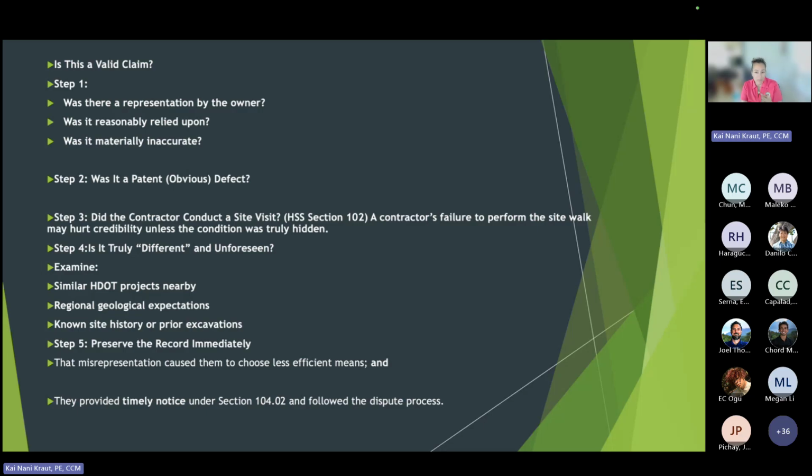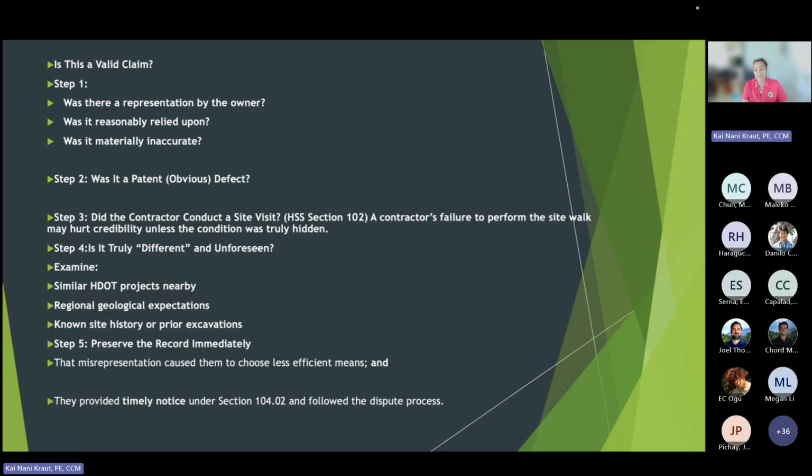So did the contractor conduct a site visit? A contractor's failure to perform a site walk may hurt their credibility unless the condition was truly hidden. So this goes back to the patent. That goes back to reasonable reliance on the contract. Is it reasonable when you know the contract's saying there's a wet condition and you know the area is wet? You probably should be asking the question during pre-bid. And if you don't ask the question, then again, it's your fault. You didn't perform due diligence under 102.